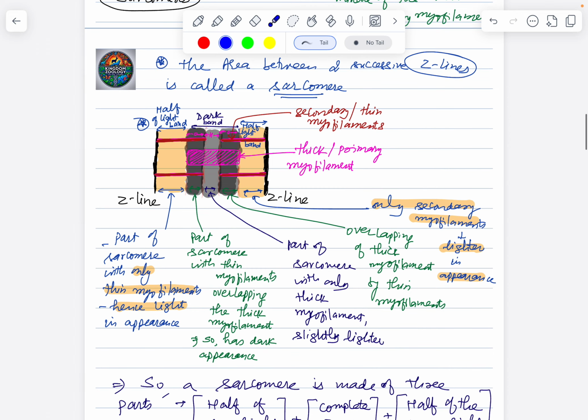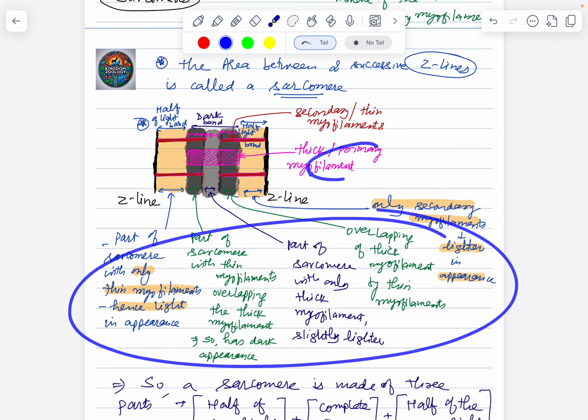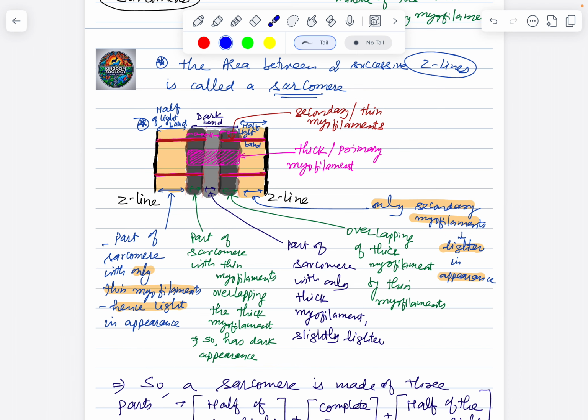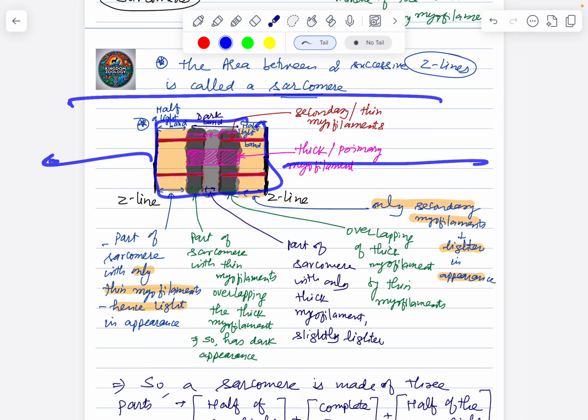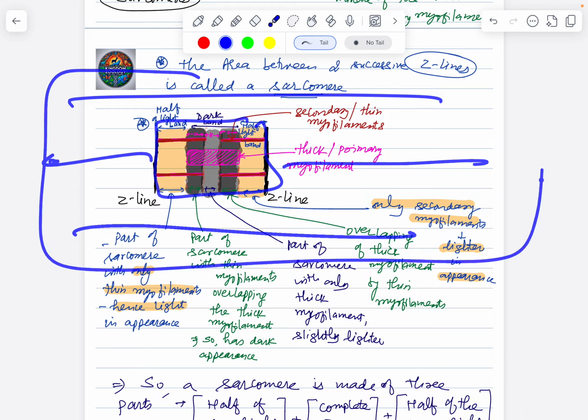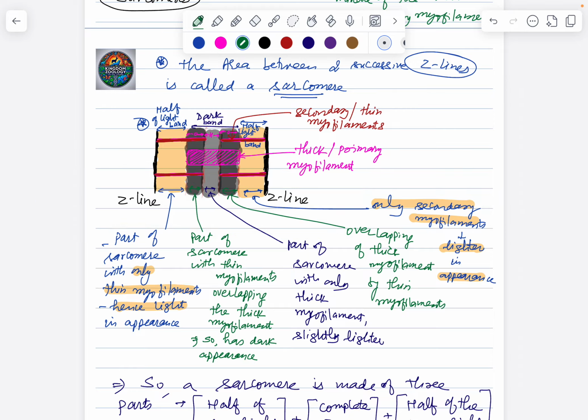Why does it have this appearance? Light, dark, light, dark, light. Because of the characteristic arrangement of myofilaments, secondary and primary. So that is what the structure of a sarcomere is, guys. The sarcomere is basically the repeating unit of the entire myofibril. And then many myofibrils will be present in a single muscle fiber. So I think you understood this.